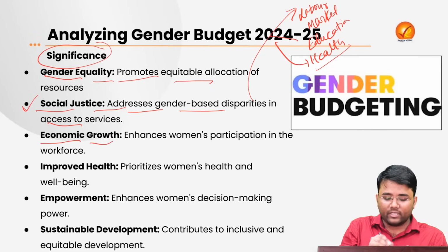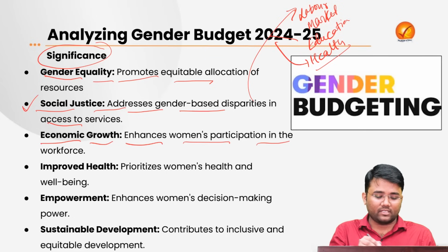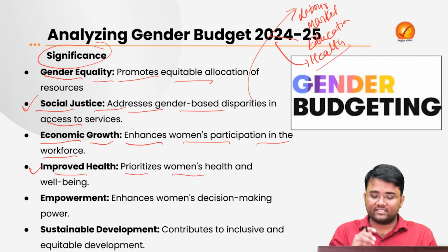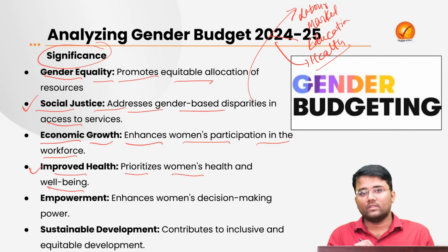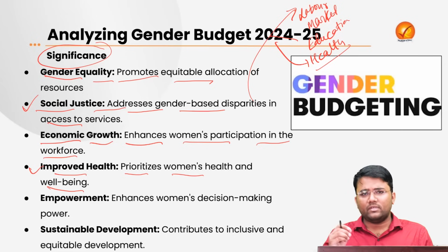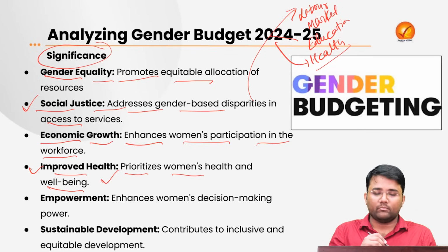It can also help in economic growth, where it will help in enhancing women's participation in the workforce. It will also help in improving the health outcome, as it prioritizes women's health and well-being. The specific issues like lack of iron, anemia, then some of the poor hygiene conditions that they were following, especially in the cases of menstruation, etc. All those specific needs can be addressed.